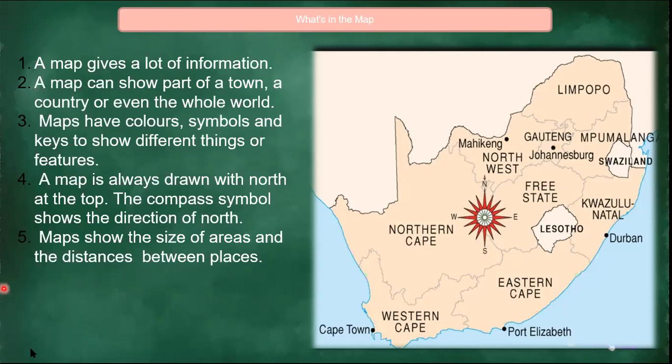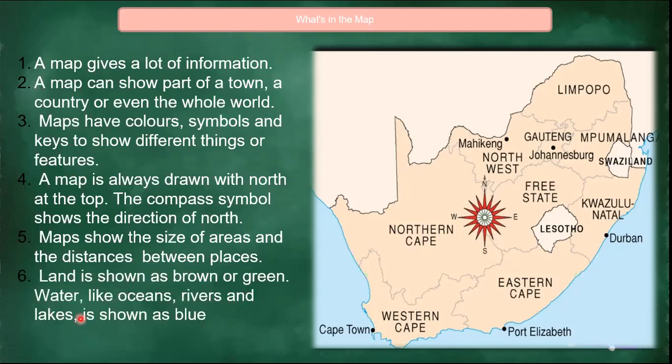Okay, let's move. Land is shown as brown or green. You see here, the land is shown as brown, or sometimes green. You see the other maps will show the color green. So you should know that it is the land. Then water, like oceans, rivers, lakes, it shows as blue. So wherever there is water, it will be blue.